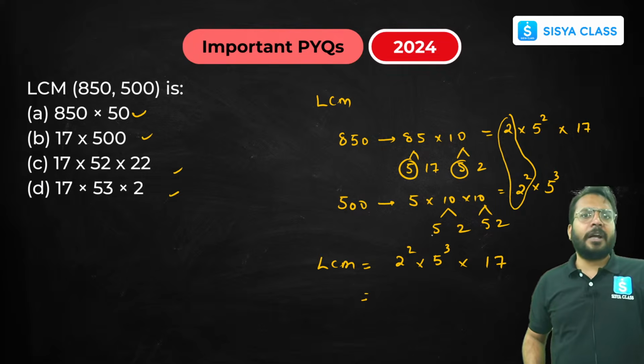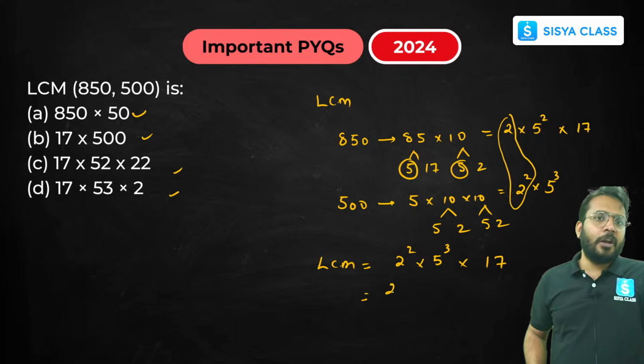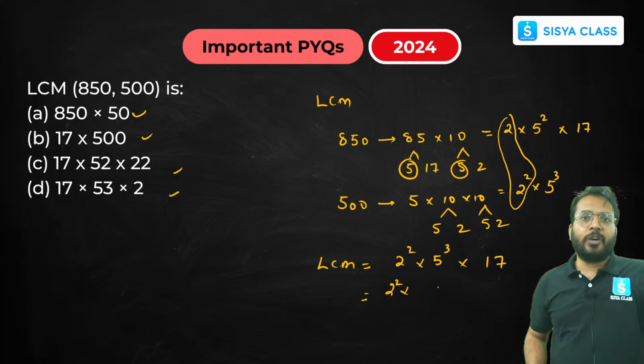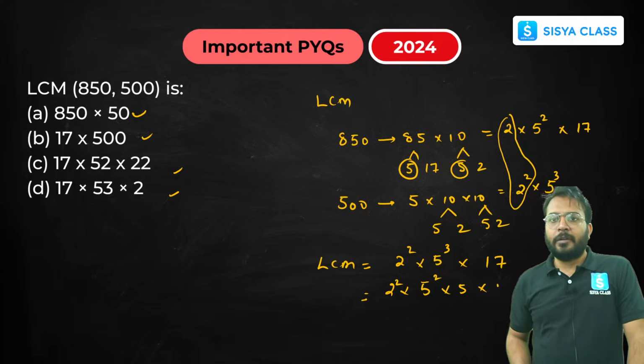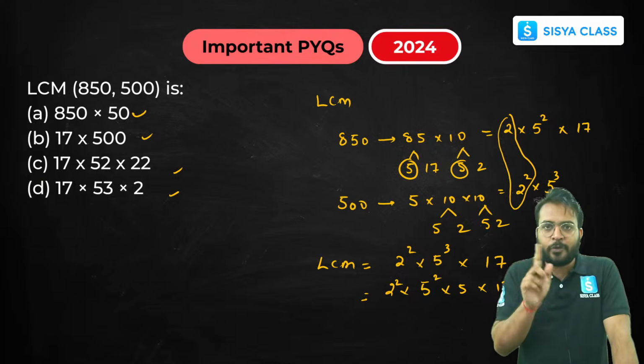Can we write in hundreds? So here, taking 5 square, 2 to the power 2 into 5 square into 5 square into 5, into 17. What can we say? 5 square means 25, and 25 into 4 is 100.